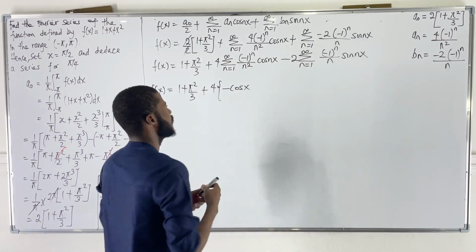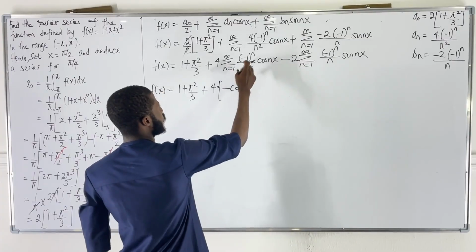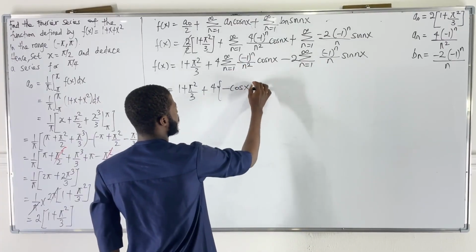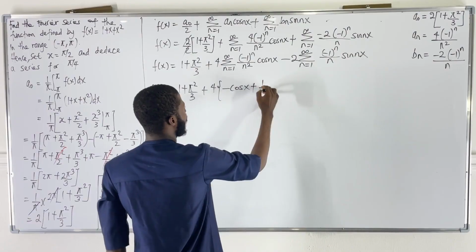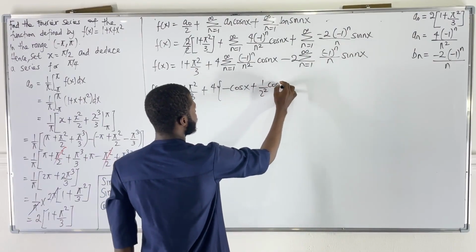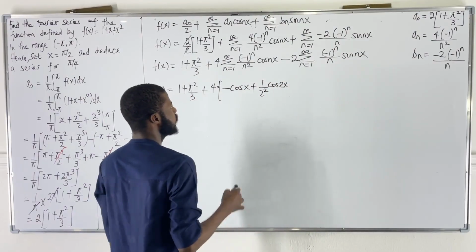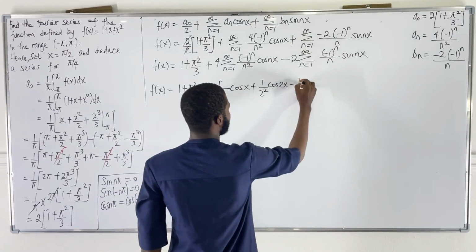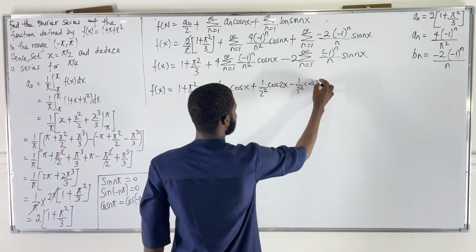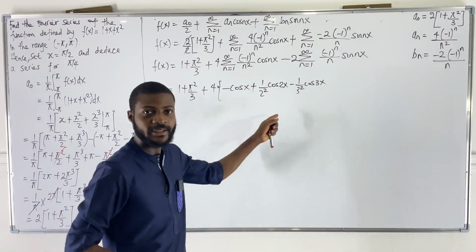You can simplify that in your notes. Then next, when n is equal to 2, minus 1 squared is plus. So this will be 1 over 2 squared cosine of 2x. The next will be 3. So that's minus 1 over 3 squared cosine of 3x. And that's the third harmonic.